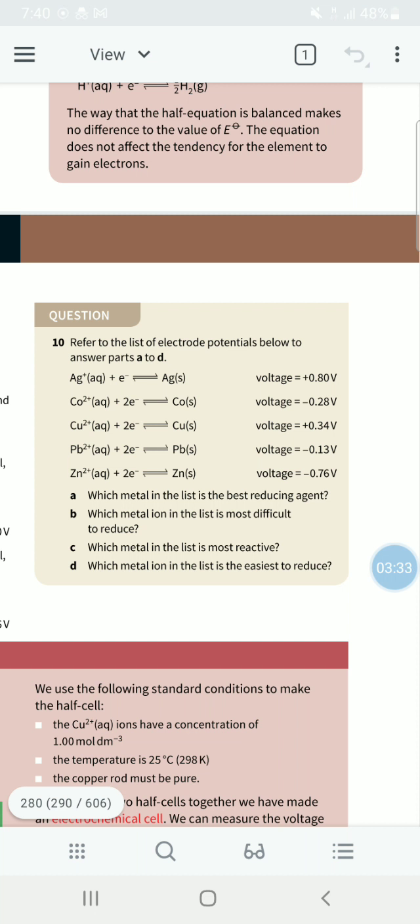Which metal in the list is most reactive? Most reactive means it easily produces ions. So once again the same equation: zinc solid is the most reactive metal.